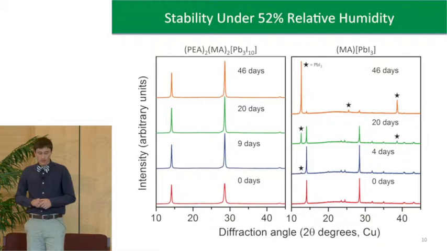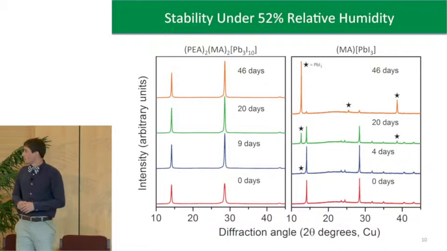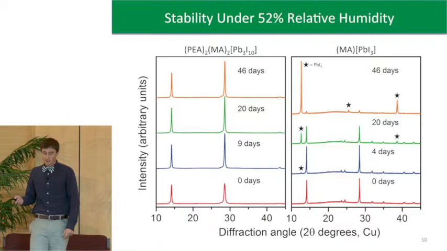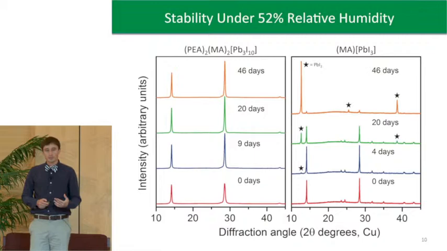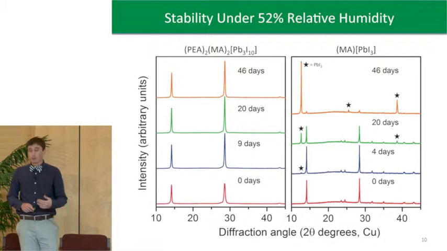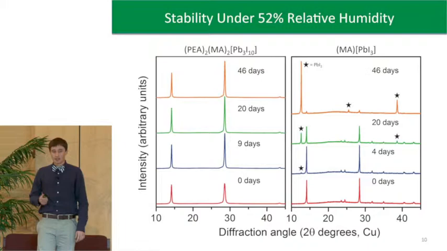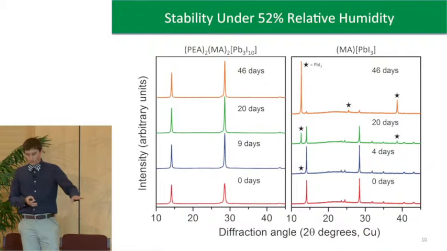Importantly, this material is stable to humidity, both during the deposition but also after. So here I've shown a methylammonium lead iodide perovskite film that has been exposed to 52% relative humidity over 46 days. And even after 4 days, you see it's starting to convert into PbI2, lead iodide. And after 46 days, it's almost fully converted. However, if you take my material and do the same experiment, after 46 days, it's essentially unchanged. This is very important for solar cells, both during the fabrication and after. You can imagine it would be a lot cheaper for a manufacturer to make a solar cell, you know, on a roll to roll line that is under air rather than under nitrogen.